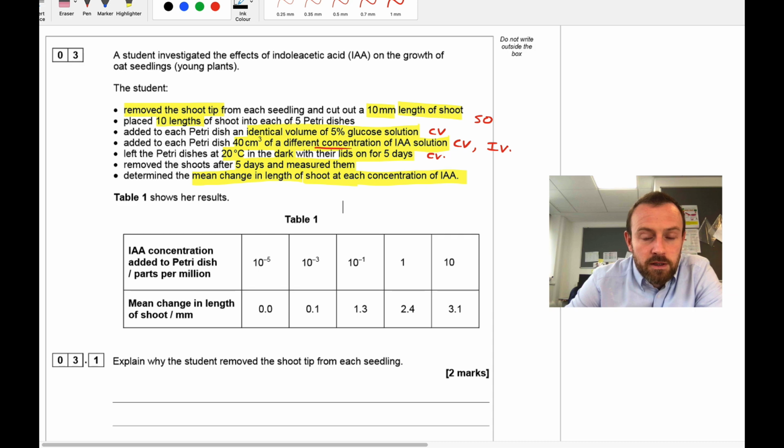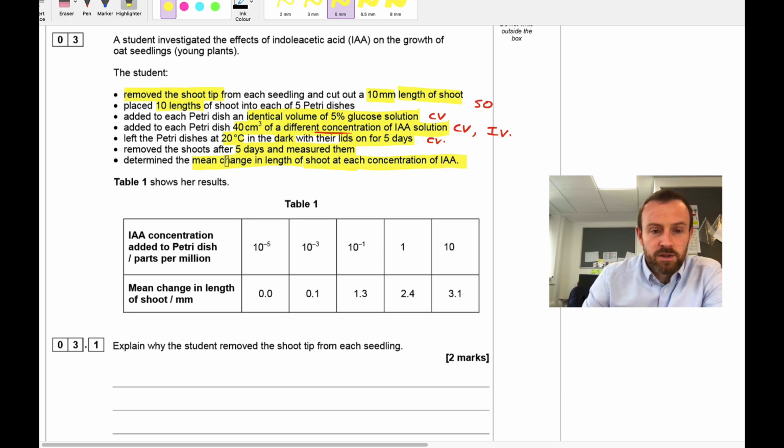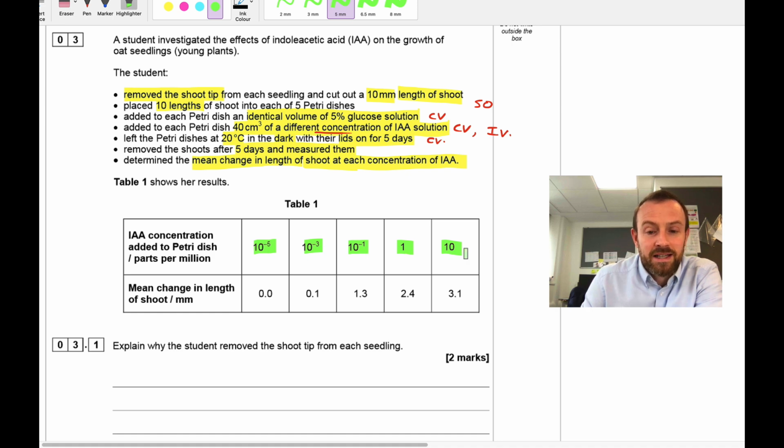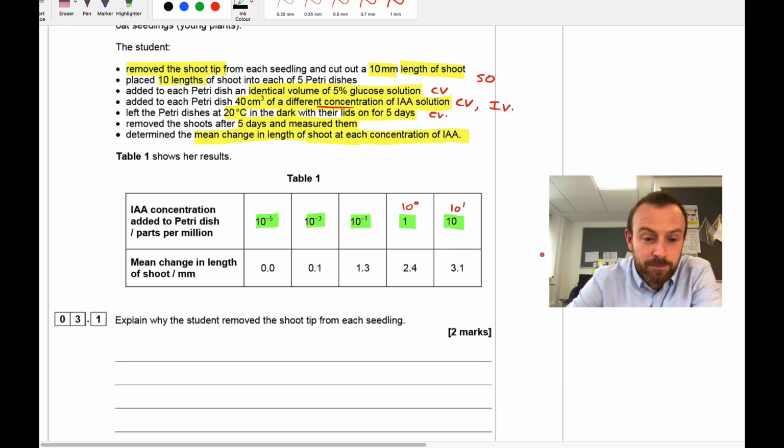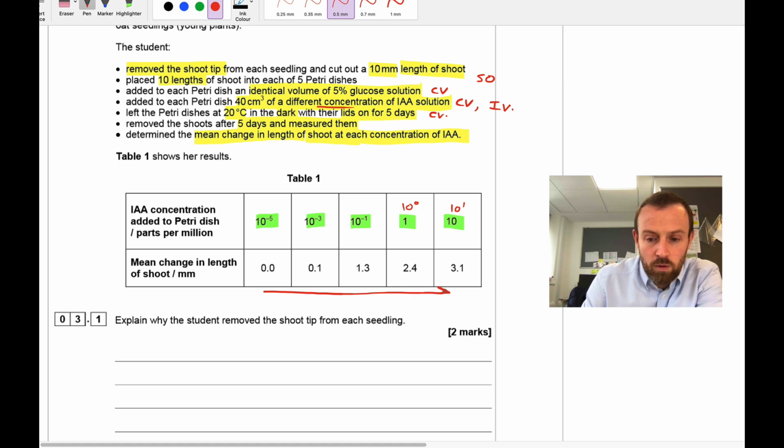Okay, all right, so here are the results. First thing to notice is that we're working with powers of 10: 10 to the minus 5, 10 to the minus 3, 10 to the minus 1, 1, and 10. This is like 10 to the 0, isn't it? So 10 to the minus 5, minus 3, minus 1, 10 to the 0, 10 to the 1. So this is a logarithmic scale. If we plot it on a graph, the x-axis is going to be logarithmic. Mean change in length of shoot: no effect, and then this is basically increasing, getting more and more as we increase the concentration.